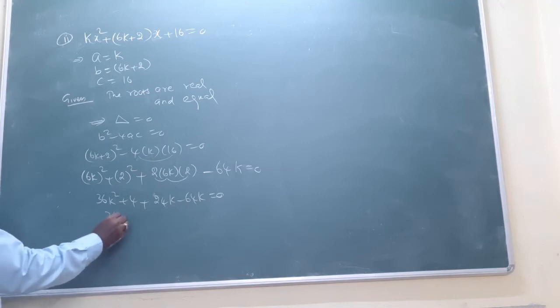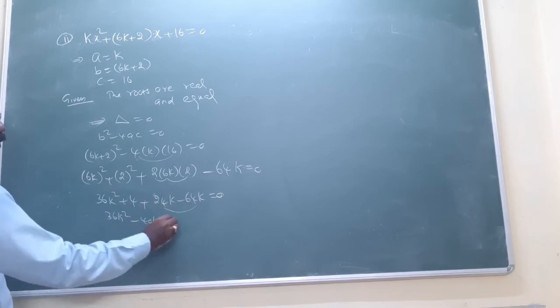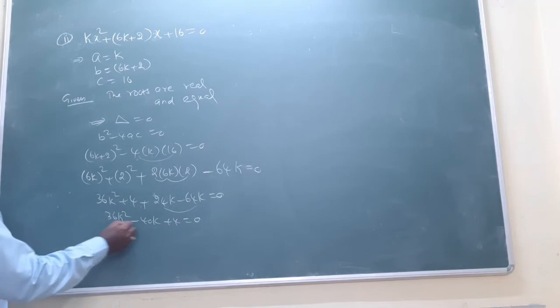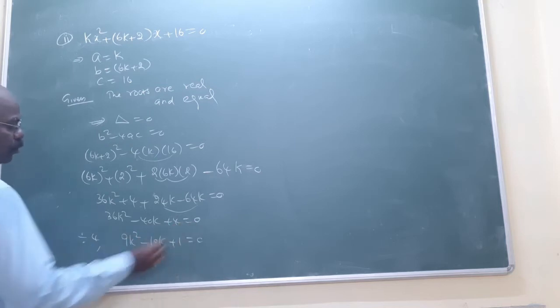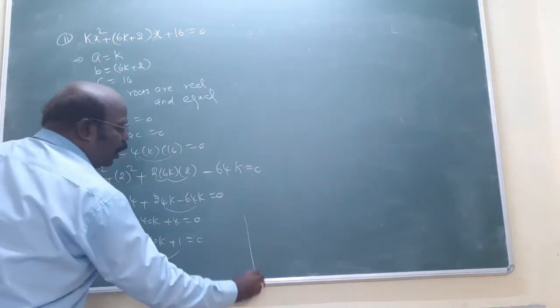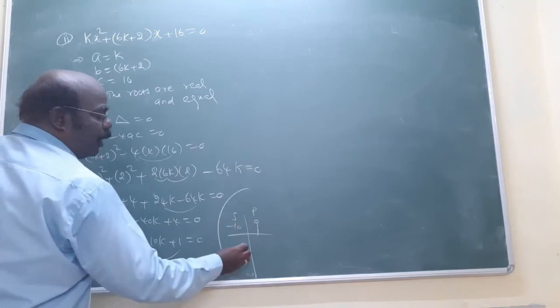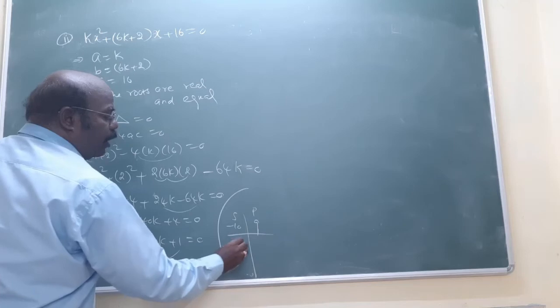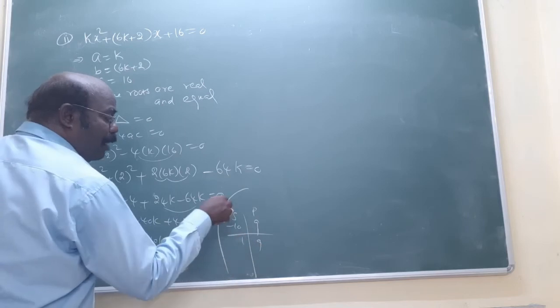So 36k square, and combining the terms, minus 40k plus 4. Here all the numbers are divisible, so 4 is common. Then 9k square minus 10k plus 1 equal to 0. Now it is a quadratic equation in k. Solving this equation, we get the value of k. The product of two numbers is 9 and the sum of the numbers is minus 10. What are the possibilities? 1 nine is 9, multiplying both gives 9, but adding both gives 10. But we need minus 10, that's why we put minus 10.